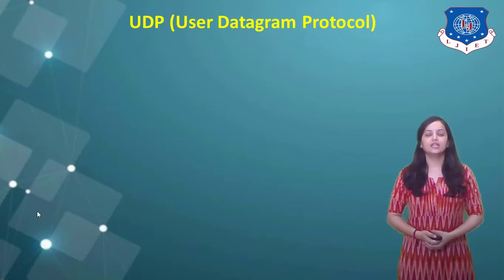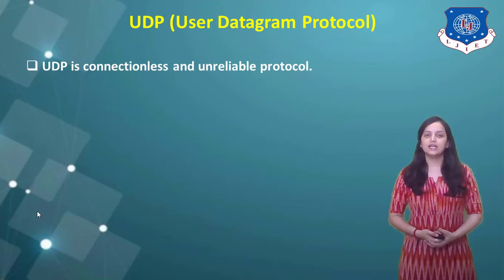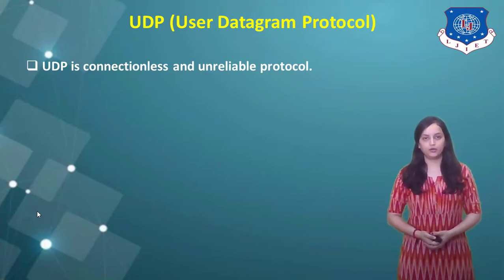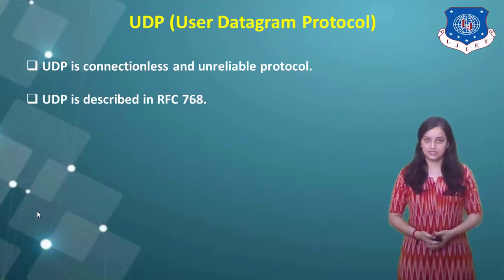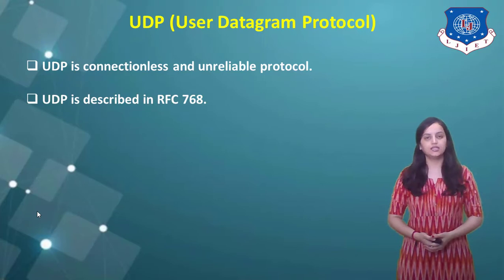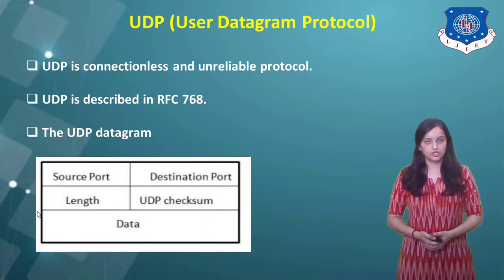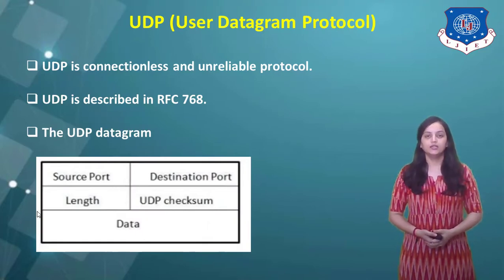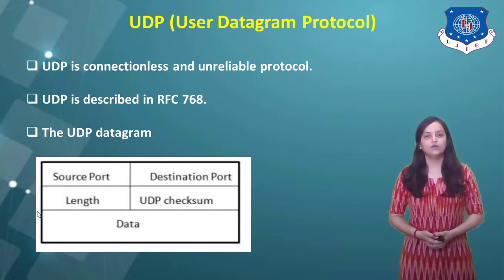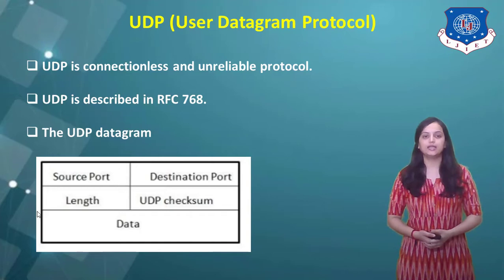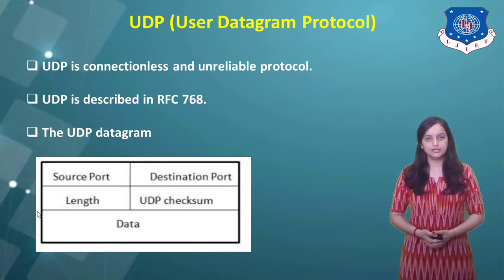So first of all, let us understand UDP, that is User Datagram Protocol. UDP is basically a connectionless and unreliable protocol. It is defined under the standard RFC 768. The UDP datagram has the structure as indicated here. The first four slots indicate the UDP header structure, and after that header there is the data. This datagram structure is of 32 bits.